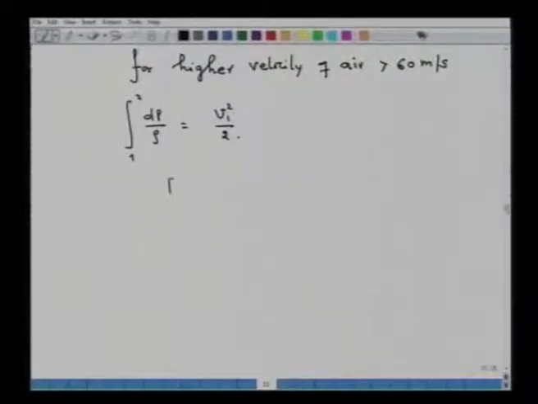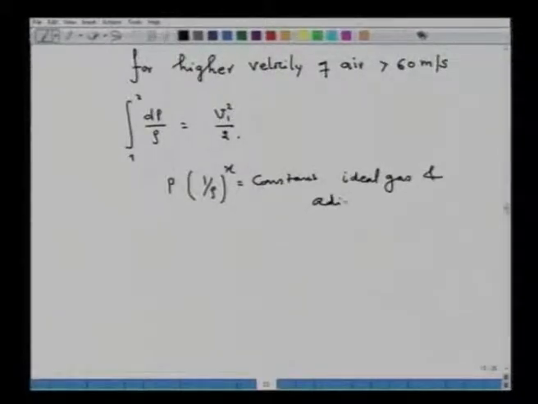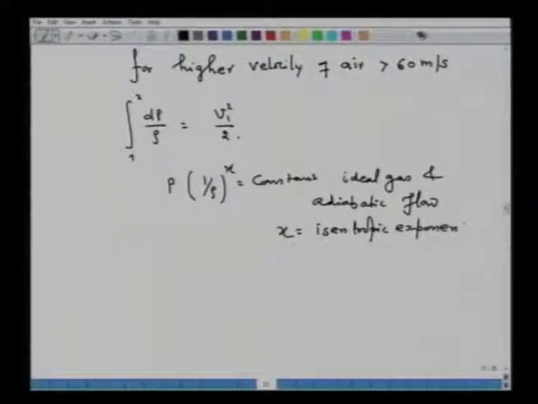For that we have to assume a function, say P1 by rho to the power kappa is constant. We consider ideal gas and adiabatic flow, where kappa is the isentropic exponent. So, we have to evaluate this integral in order to find the velocity through the pitot tube pressure measurement.